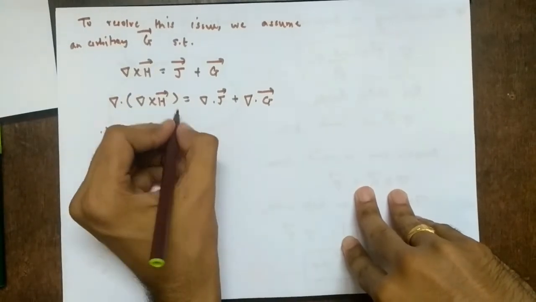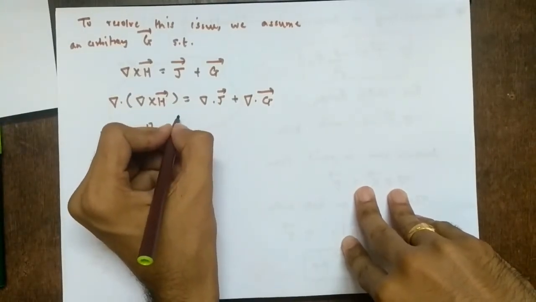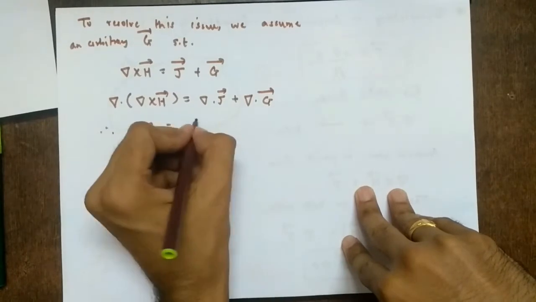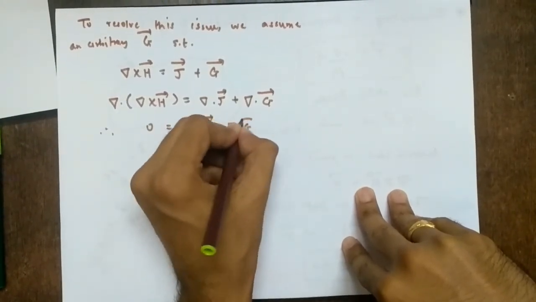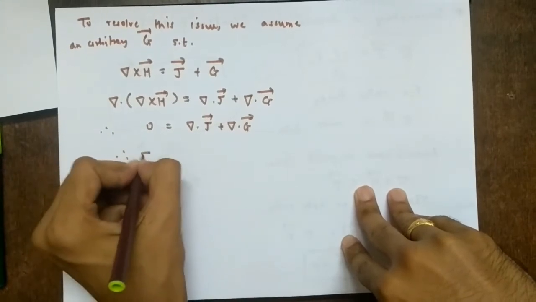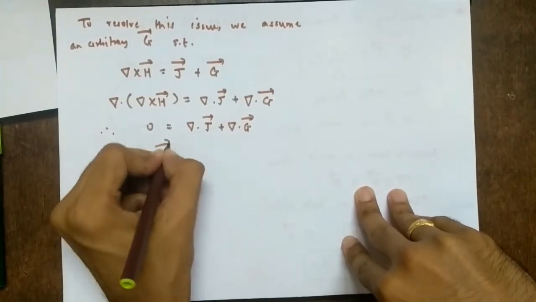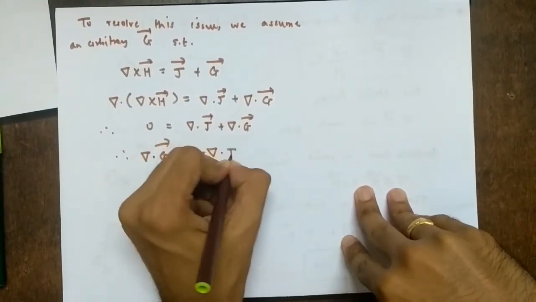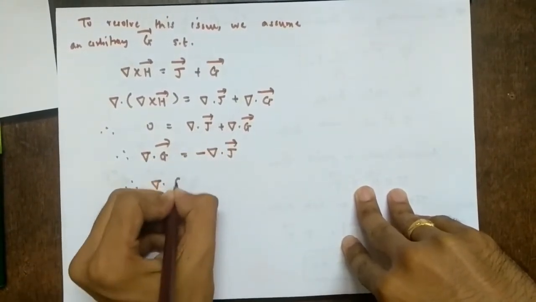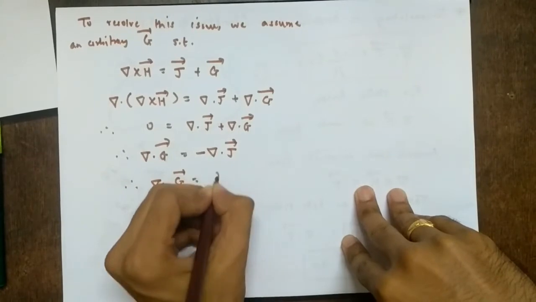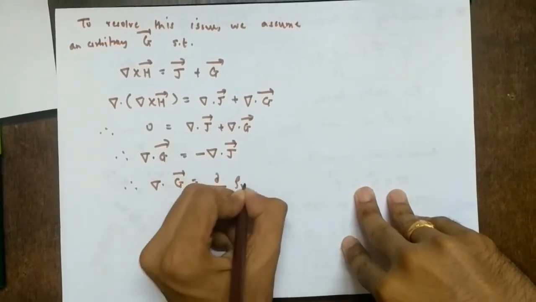Now what is del dot J vector? We'll keep it like this only for the time being, plus del dot G vector. So therefore del dot G vector equal to minus del dot J vector. And what is del dot J vector? Minus dabba by dabba t rho v. So minus minus will become plus. So this is dabba by dabba t rho v.